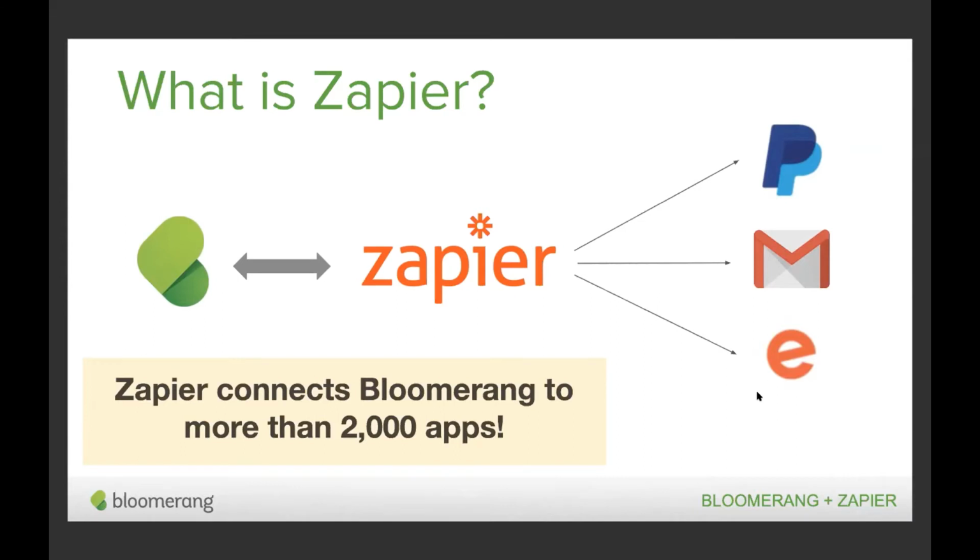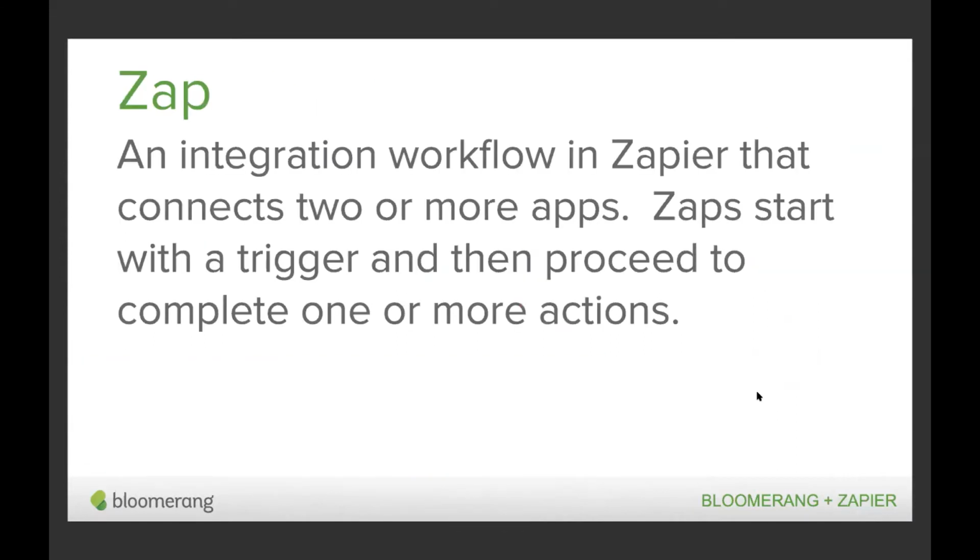So Zapier is a builder that allows you to design integrations using steps. And Zapier integrations are like Lego blocks, where each block is a task in the integration workflow. A single integration workflow is called a Zap, and Zaps start with a trigger and then proceed to complete one or many actions.